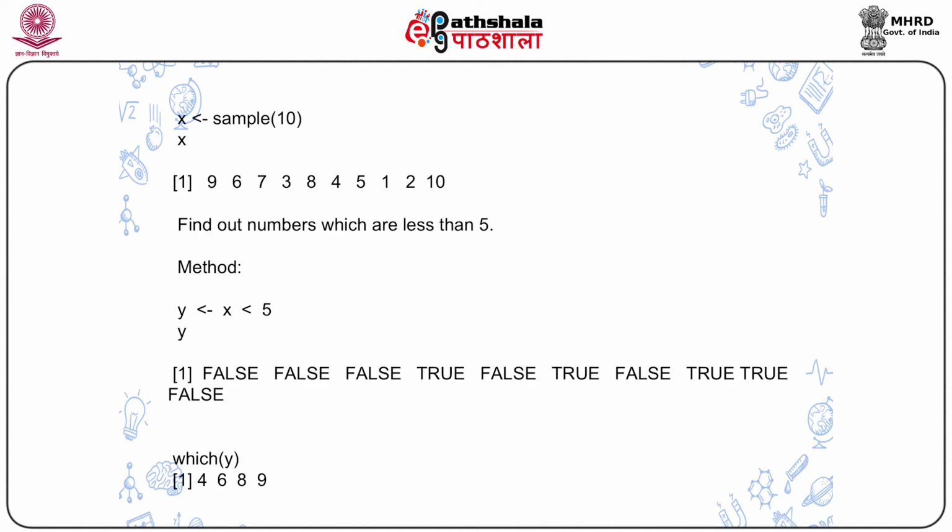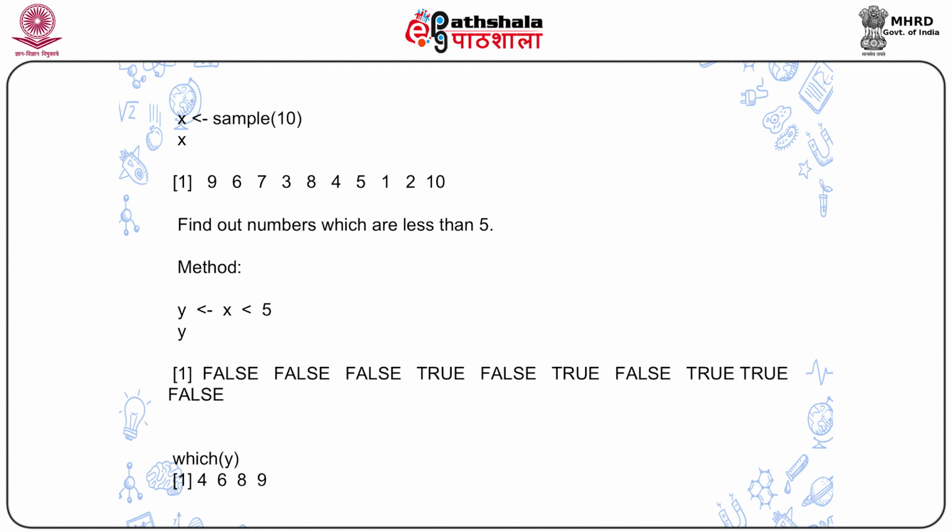So, draw a random sample from a set of the first 10 natural numbers and let it be x. Now, we would like to impose a condition, say find out which number is less than 5. As we know, there are many ways to find this, but here we will learn the application of the which function. So, what does it do? Here, we assign the condition x < 5 to y.